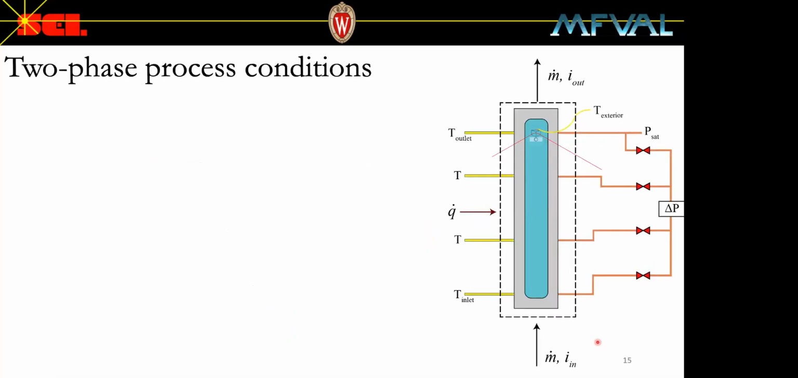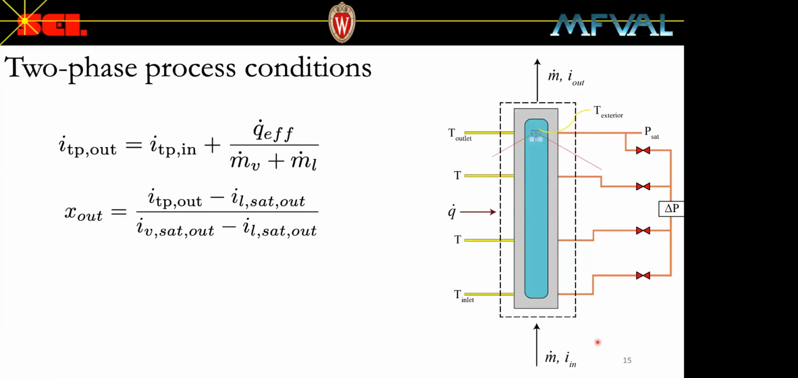Using the effective heat input into the refrigerant, the local specific enthalpy at the outlet of the test section is calculated. The local specific enthalpy is then used to find the local vapor quality. Finally, the local heat transfer coefficient, little h, is calculated as the effective heat flux divided by the difference in wall and saturation temperatures.